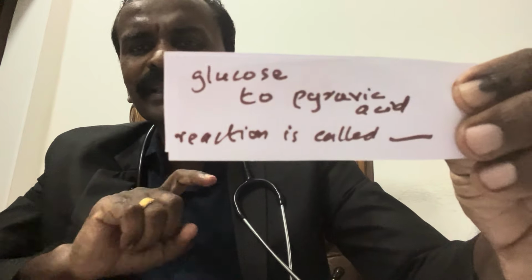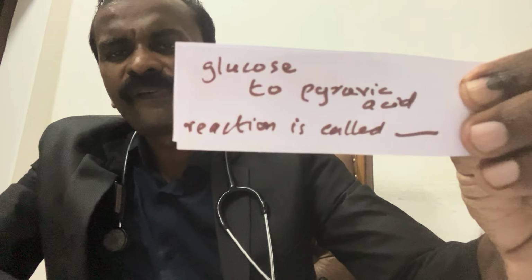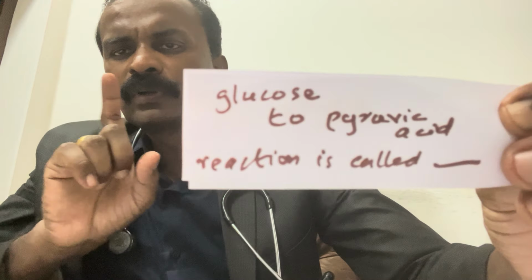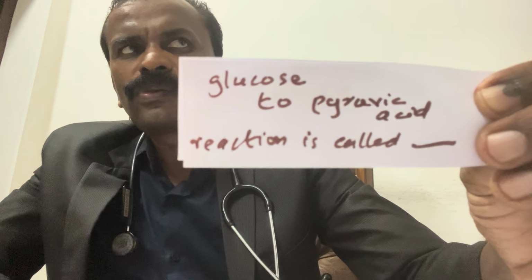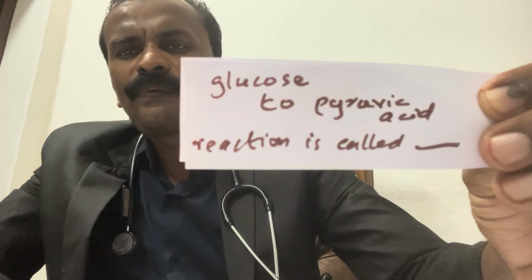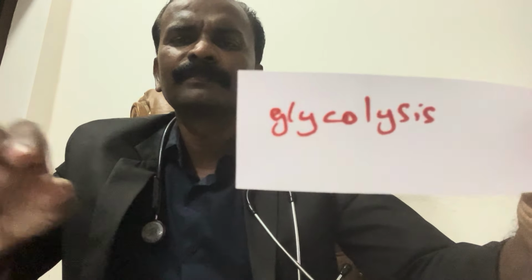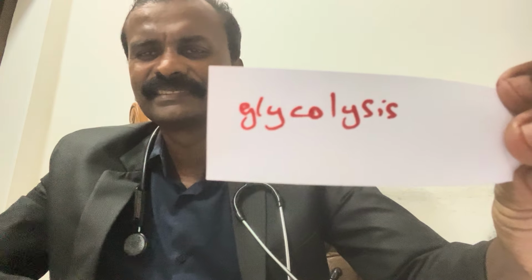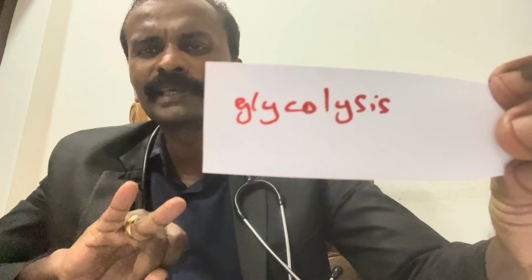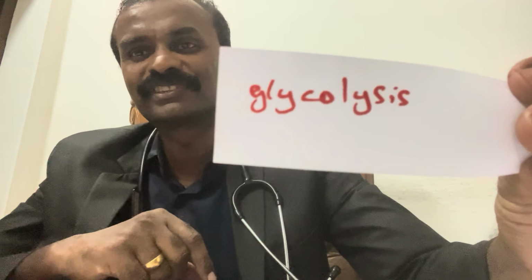Glucose to pyruvic acid. The name of the reaction is called what? Glucose to pyruvic acid, the reaction is called glycolysis. They'll keep it reversed and make you confused. Okay.